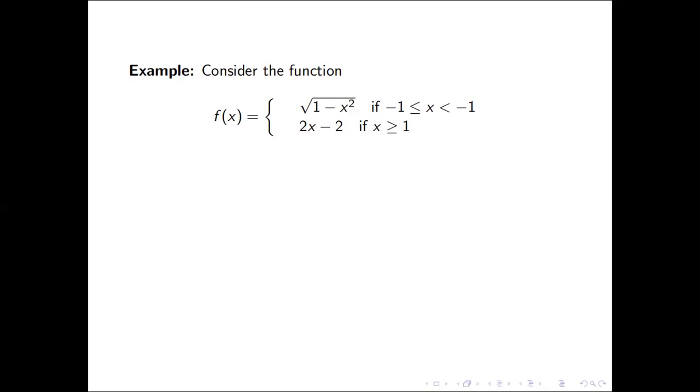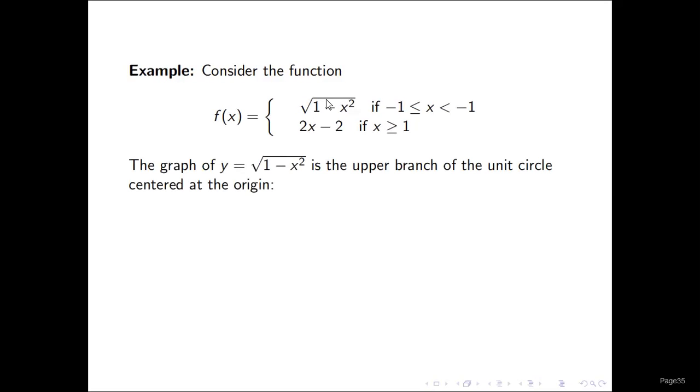Before we do so, let's consider this part of the definition. What does its graph look like? I already mentioned it here. It's the upper branch of the unit circle centered at the origin. How did I get that? First, let me set that equal to y, since y is f of x. If I manipulate this equation, here is what I will have.